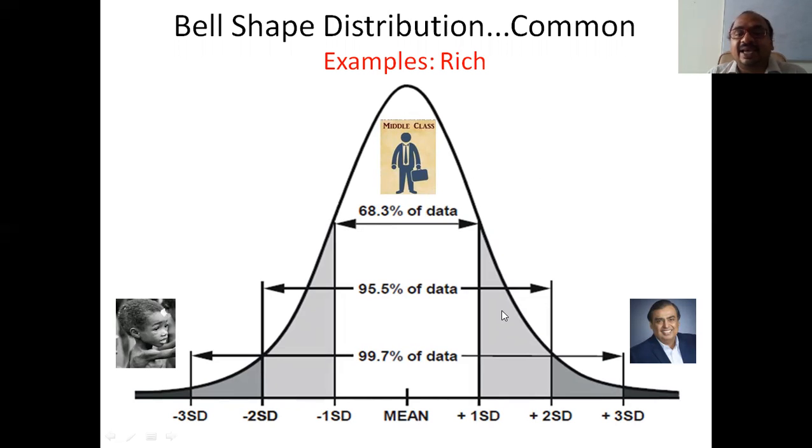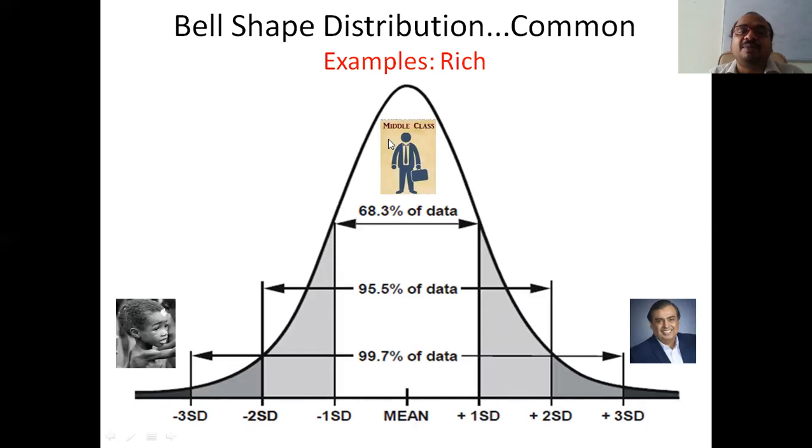This is the higher middle class. This is the lower middle class. This is the richest, very, very rich. So if you see the sequence: middle class, upper middle class, rich persons, very, very rich persons. If you come this side: middle class, lower middle class, poor persons, very, very poor persons.